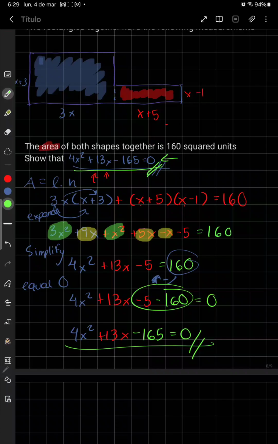Now, this instruction in this video is just for the part when they tell you to show that, and a quadratic formula.